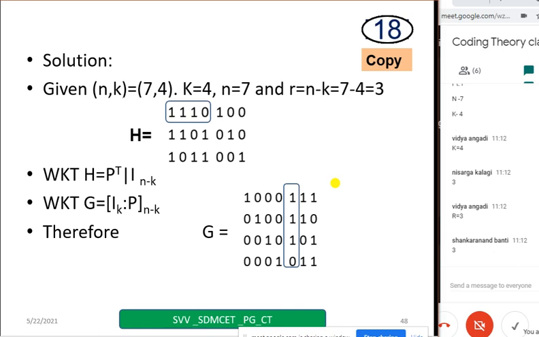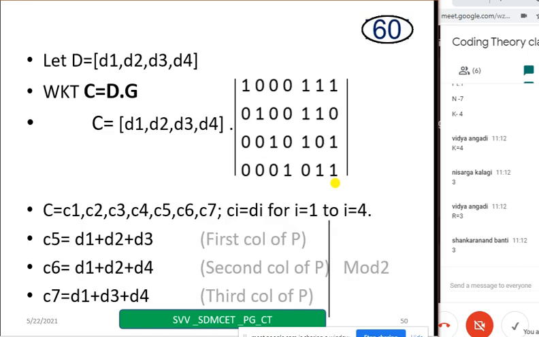So those things you have to revise for a few days, automatically it will become practice for you. G equal to, C equal to, S equal to, H equal to, so it will become easy to solve any given problem. So let me go to the next. Hope all of you have written G. Now G is, you got, you can write down C is equal to D into G.